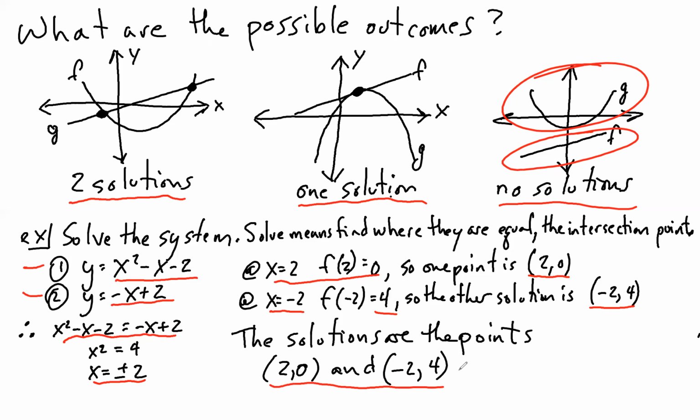Notice that the solutions are points. We need to give our answers as a set of ordered pairs. It's a coordinate. It's on the coordinate plane, and it needs to have two numbers to describe it.